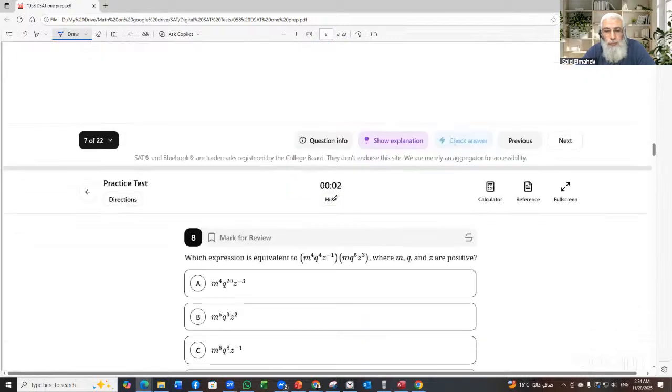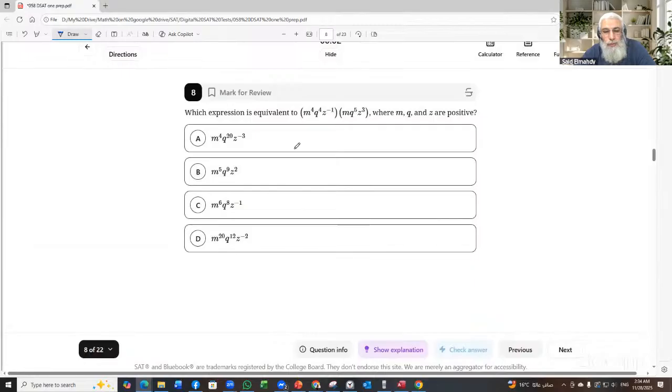Okay, this one: which expression is equivalent to this? In multiplication, we add powers. So m to the power 4 times m times m, q to the power 4 times q to the power 5, and z to the power -1 times z to the power 3. Add powers: m to the power 5, q to the power 4 plus 5 is 9, z to the power -1 plus 3 is 2. So the others are not correct. This is the correct answer.